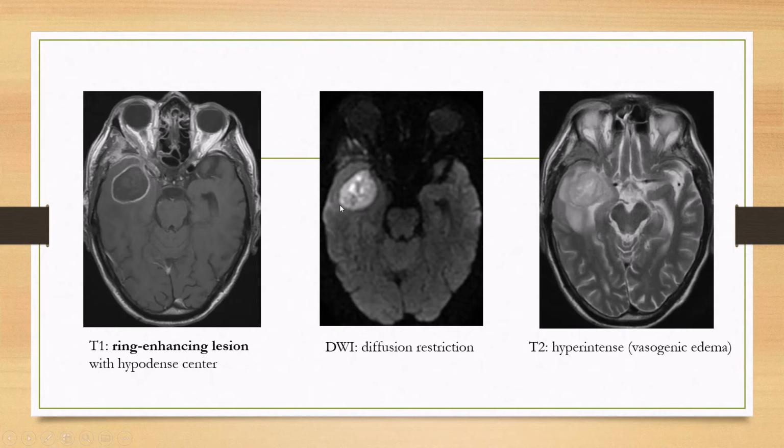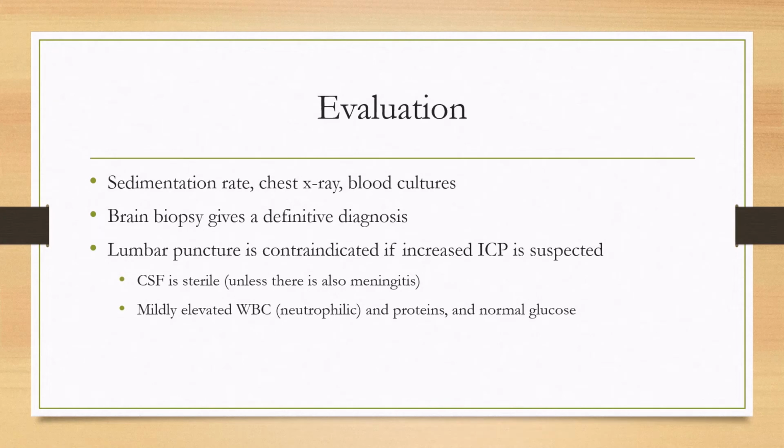Abscesses, just like strokes, can be diffusion restricted, and so it will appear on the DWI scan as well. So the other parts of the evaluation will include a sedimentation rate. This is typically positive. A chest x-ray can also help in identifying pulmonary infections, and blood cultures can be helpful for tailoring your antibiotics, although note that these are typically negative unless there's also a meningitis, which there's typically not a meningitis. So a brain biopsy can be very important in giving a definitive diagnosis as well.